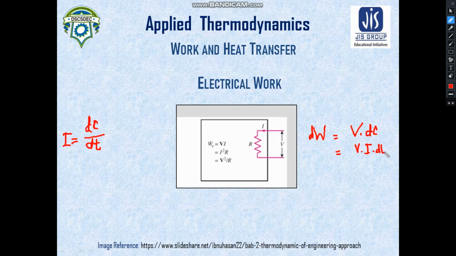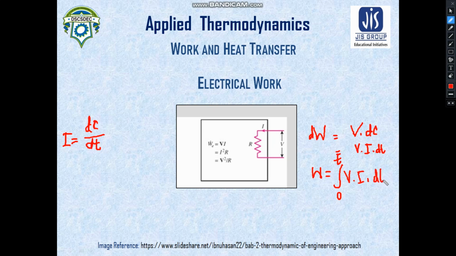Now if we want to calculate the total work done, we need to just integrate this equation over a certain time interval. Let us take that time interval 0 to t. So W is the integration of V I dt.